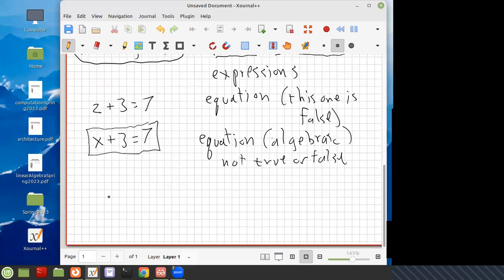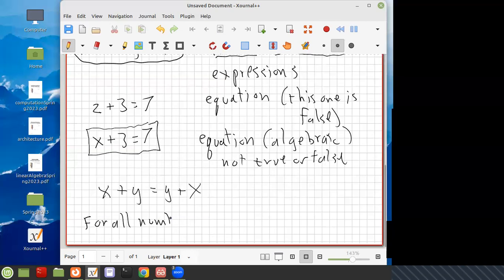For example, what about this one? x plus y equals y plus x. Well, this isn't true or false because we haven't chosen values for x. But what you're going to find is no matter what value you choose for x and what value you choose for y, the result will always be true, right? So you can make a proposition out of this by saying for all numbers x and y, x plus y equals y plus x.